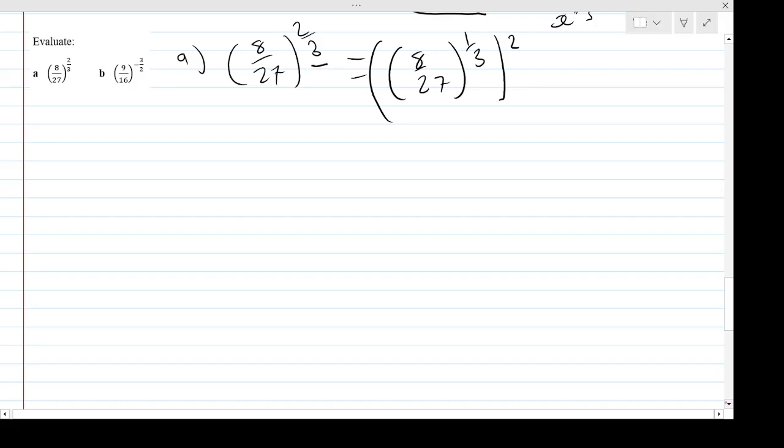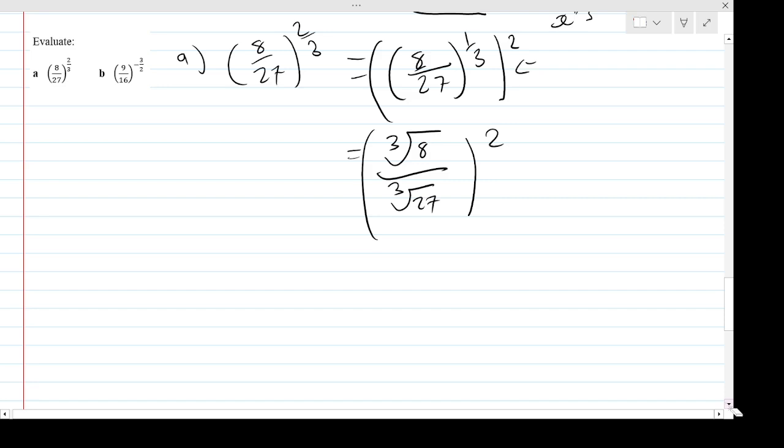So let's deal with the fractional part first, the third. Well, what does the third mean? Well, it's cube rooting, and we can cube root both the top and the bottom. Again, then that's going to be all squared. Because then we've got the 2 at the outside. So we've cube rooted it first, and we're going to square it.